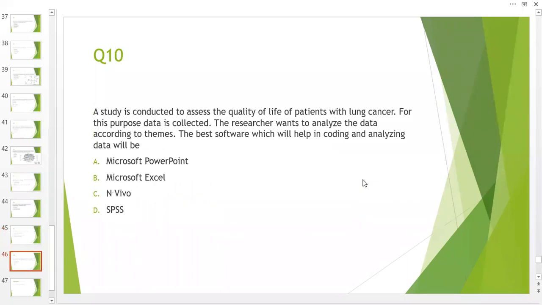A study is conducted to assess the quality of life of patients with lung cancer. For this purpose, data is collected. The researcher wants to analyze the data according to themes. The best software which will help in coding and analyzing data will be? NVivo. Yes, the correct answer is NVivo.